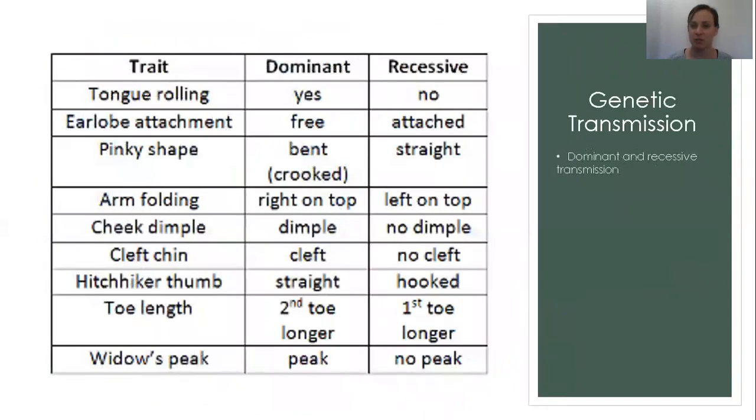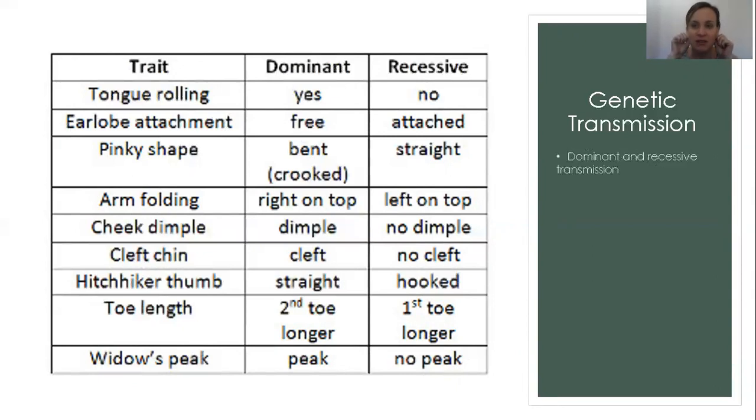So with genetic transmission, there's also dominant and recessive transmission. So you can have a dominant gene or a recessive gene. These are examples of some of them. For example, tongue rolling: you can roll your tongue up like a taco or a hot dog or something like that. If you can do that, it's a dominant trait. And if you can't, it's a recessive trait.